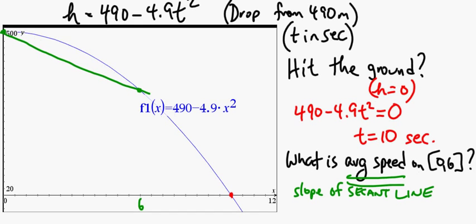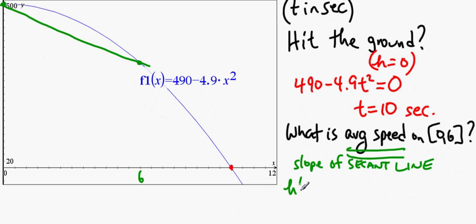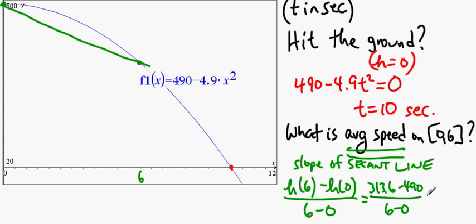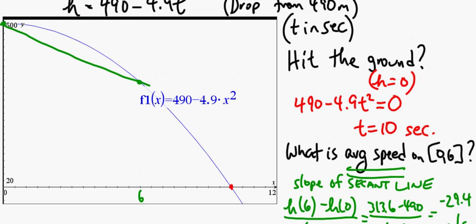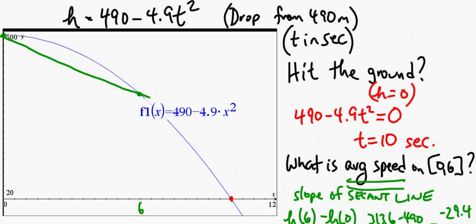So I would be looking for the height at 6 minus the height at 0 over 6 minus 0. And I happen to know what those are. That's 313.6 minus 490 over 6 minus 0. And that's negative 29.4 meters per second. Now, mind you, negative 29.4, that's a velocity, not a speed. Speed has to be positive. So to answer the question technically, honestly, we would say that the speed is 29.4 meters per second. Why is there a negative there?